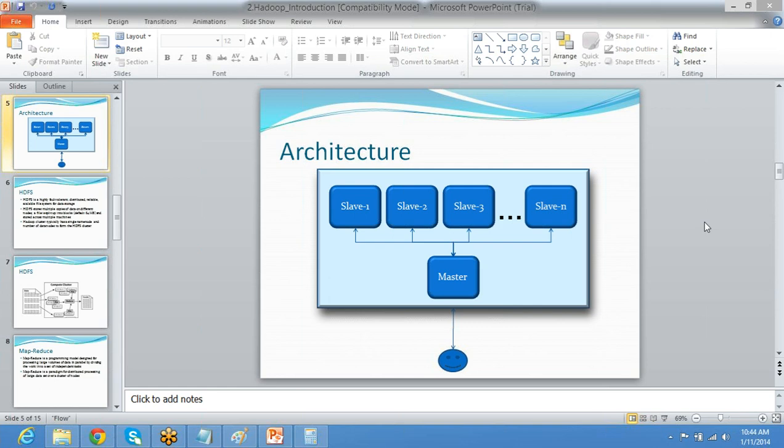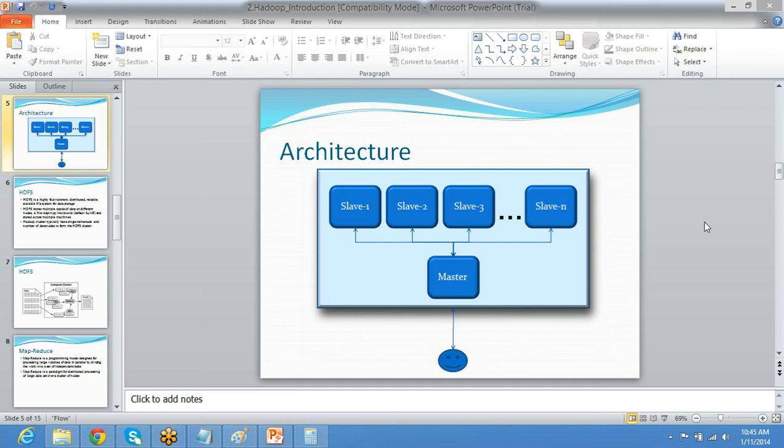Here you will store the data. This file system is very open. It's not like Oracle or other things. You can directly create your folder and you can store the data in directories simply.